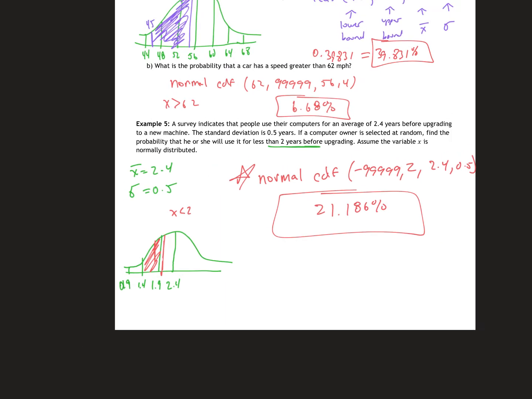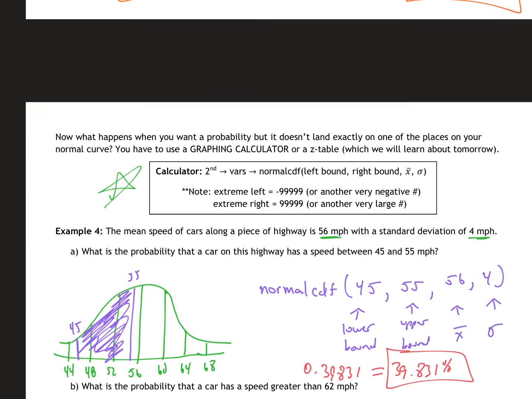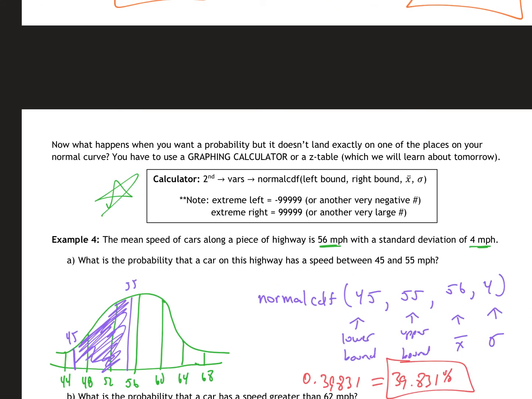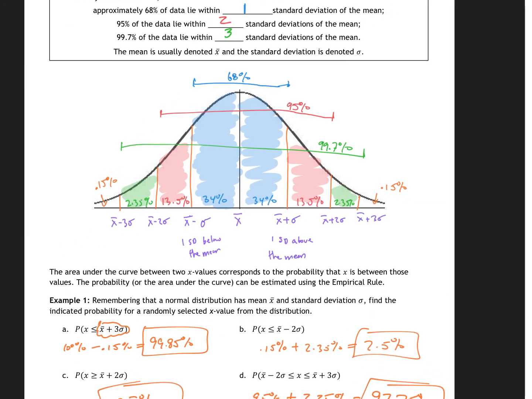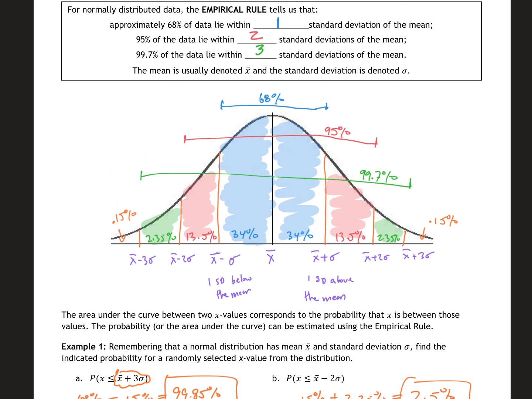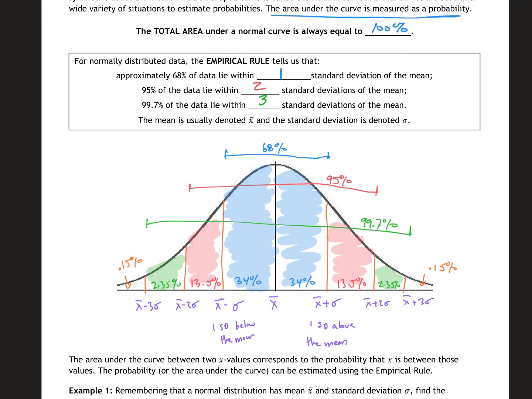All right, so big things here. Know how to use the calculator if it's not exact. I would screenshot that, I would star it, I would put it somewhere where you can get it. And also know the empirical rule. Know what it means, know your percentages. Keep this somewhere that you can reference it very easily. And you got all your information. 68% of the data lies within 1 standard deviation, 95% of the data lies within 2, and 99.7% lies within 3.